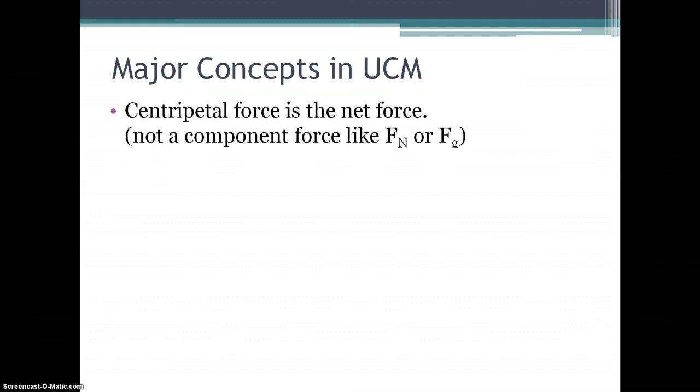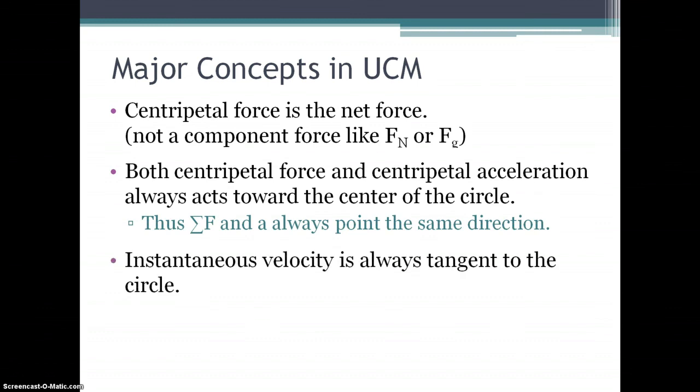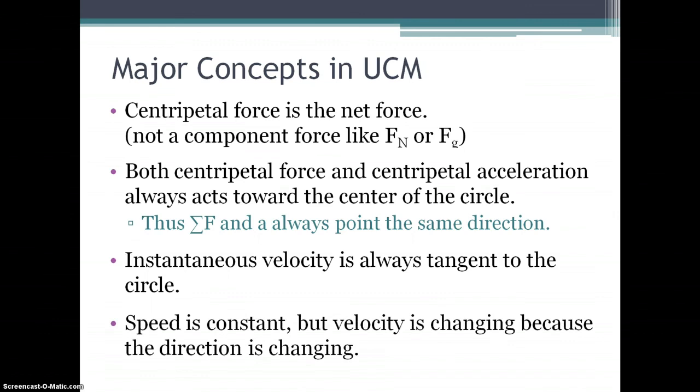So here are my major concepts written as words, so you can look at them and make sure that you understand these before you get to the test. I already mentioned this, but centripetal force is the net force, it's not a component force. Both of them point towards the center of the circle. Always, always, always. The instantaneous velocity, the velocity at any given moment, is actually tangent to the circle. The speed is constant, and that's the thing that's uniform when we say uniform circular motion.